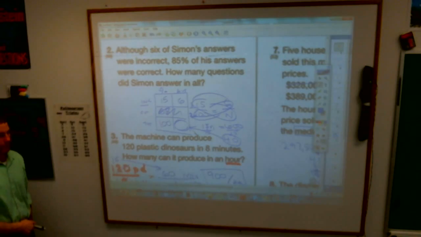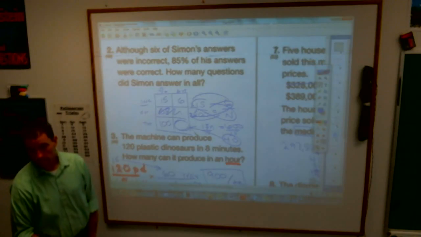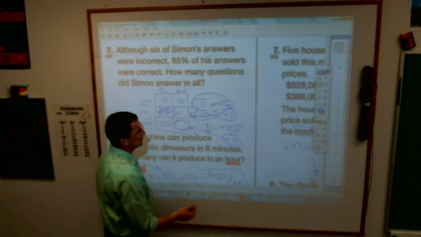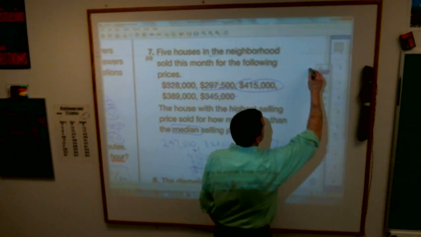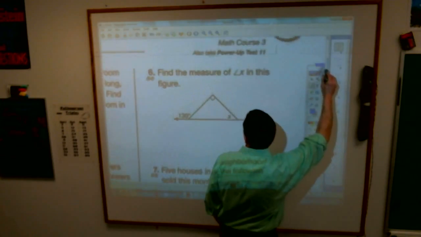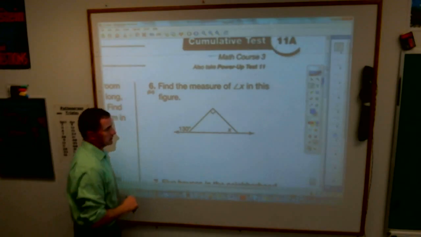M? Number 6. Number 6, is that on this side or the other side? Yeah, this is a good one, I like this one here.